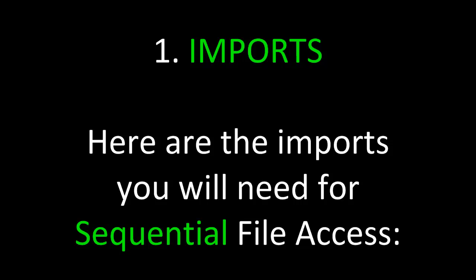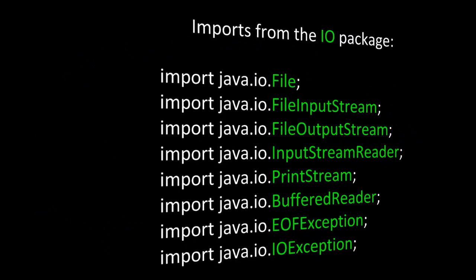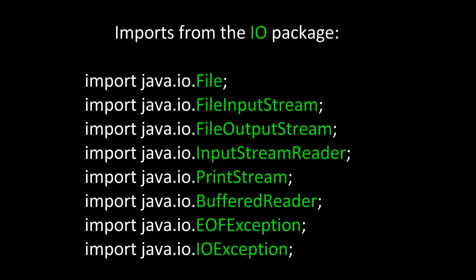First, let's cover the imports. Here are the imports you will need for sequential file access. Of course, they all come from the I/O package, and you could just wildcard it, but you'll need File, FileInputStream, FileOutputStream, InputStreamReader, PrintStream, BufferedReader, EOFException, and IOException.